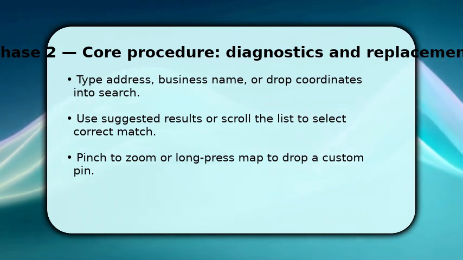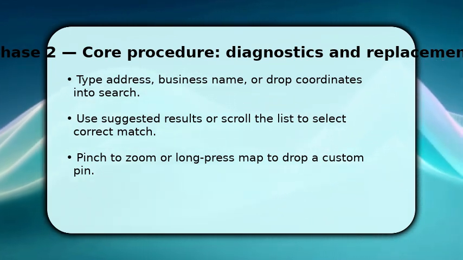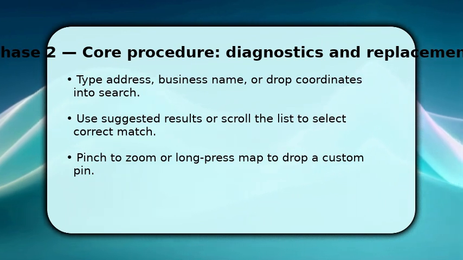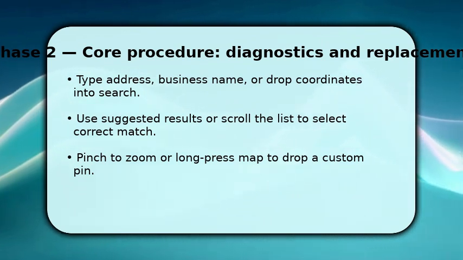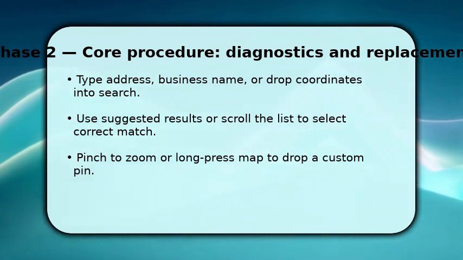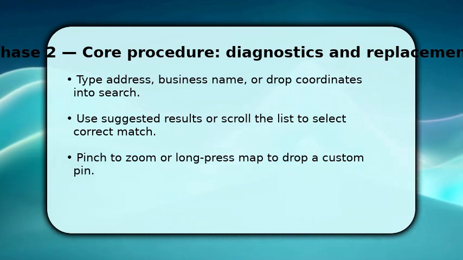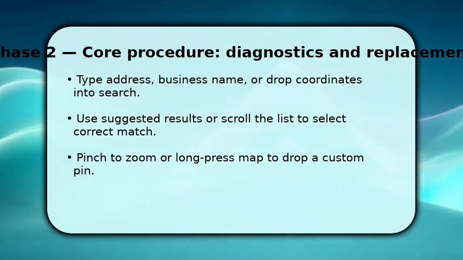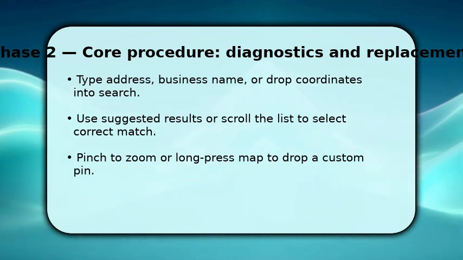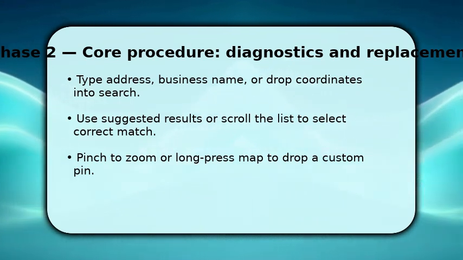As suggestions appear, tap the most relevant one. If none match, press Return to see full results. Once a result is selected, inspect details, swipe up for reviews and directions, and pinch to zoom the map. If you prefer manual placement, long press any map spot to drop a pin and label it for reference.